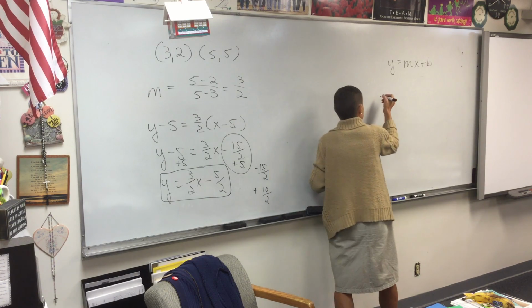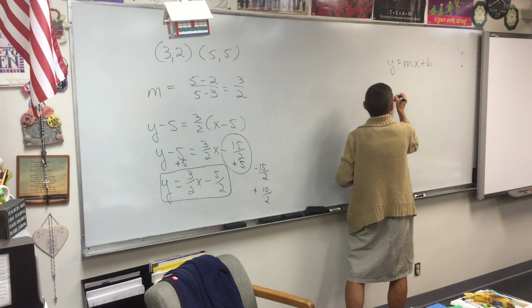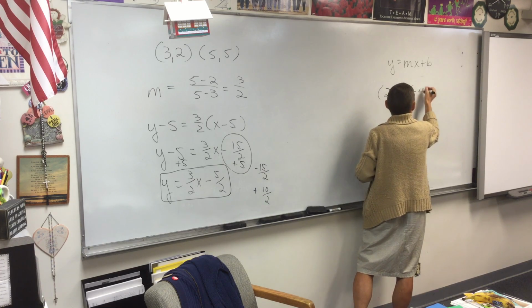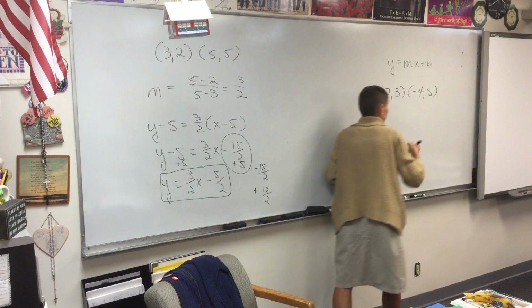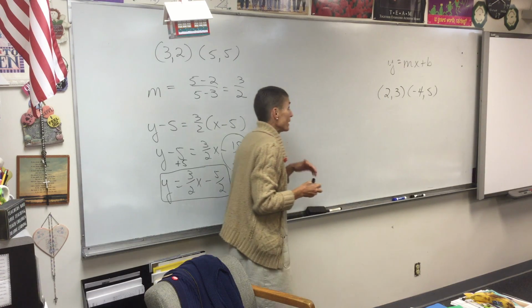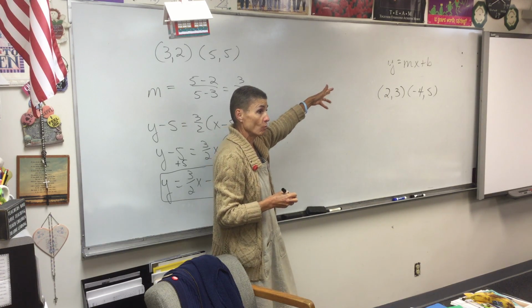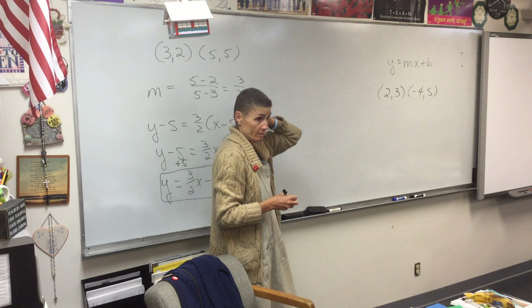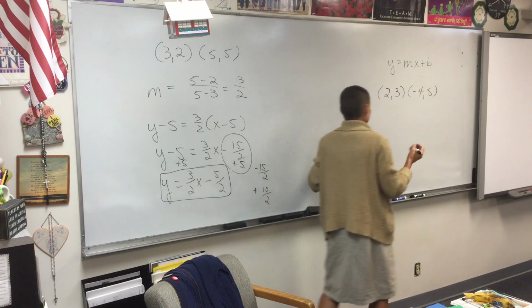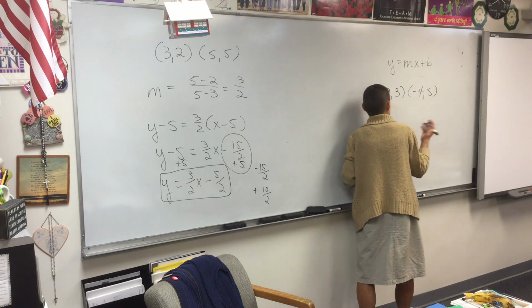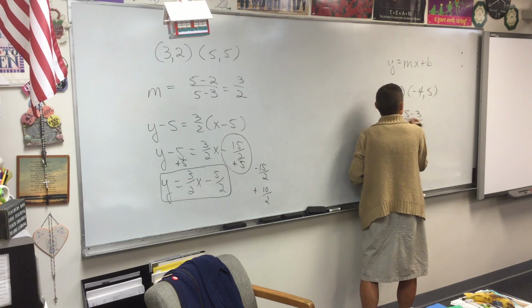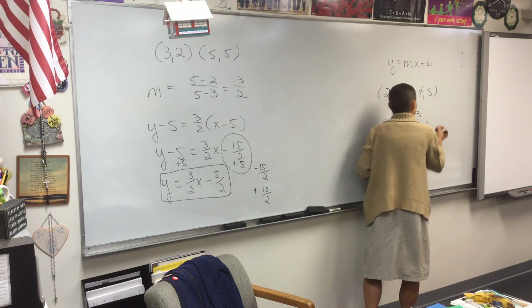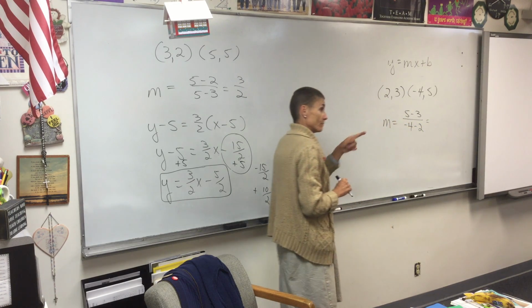Let's say we want to write the equation of a line that contains the points (2, 3) and (-4, 5). Okay, and we're going to go ahead and use slope-intercept form. So do you remember how that works? How do we start? Got to find the slope. And actually, no matter what method you're using, you're going to find the slope first. Little review here. How do we find the slope?